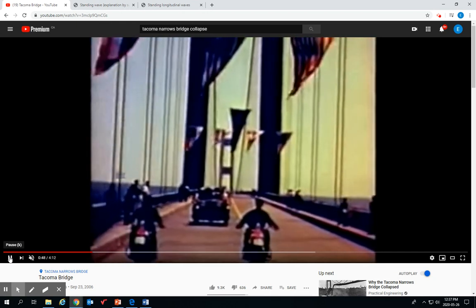Okay, you can see the YouTube link up here to view the video, but let's take a look at if you can see the standing wave. So this is when the bridge opened. Everybody's happy. They're driving across the bridge, celebrating. Times are good. And they're continuing to drive.